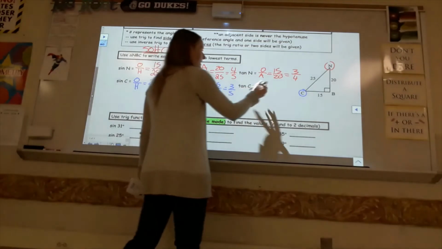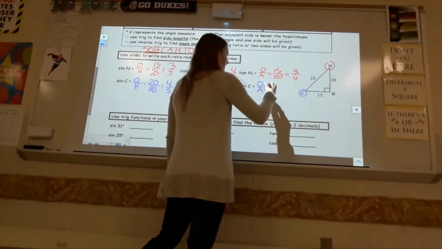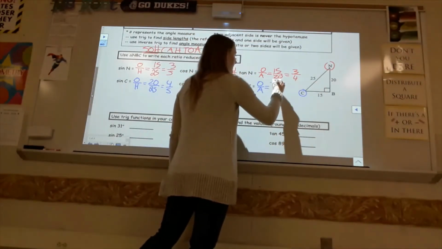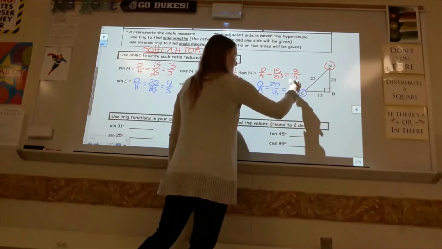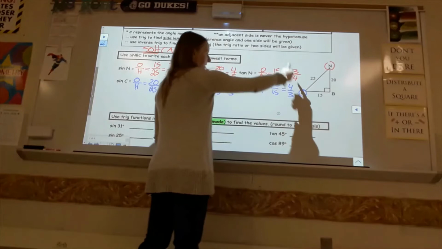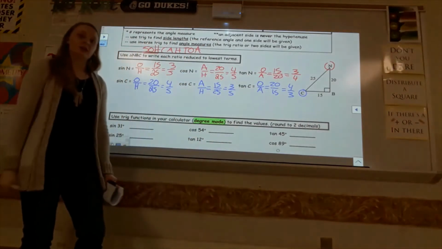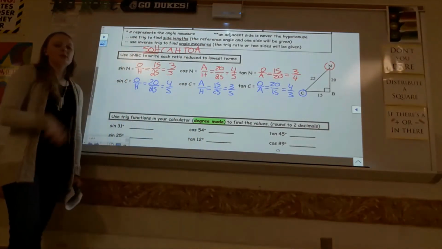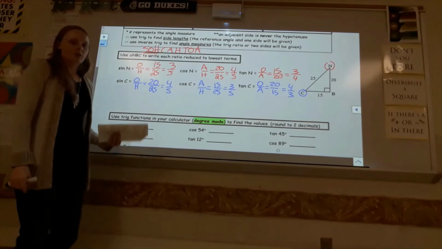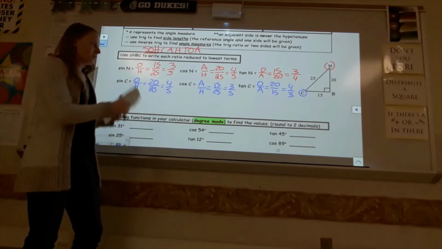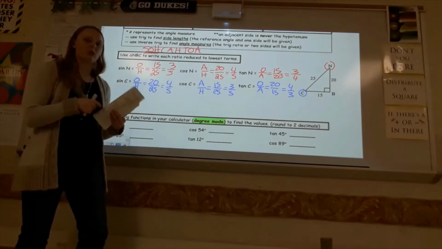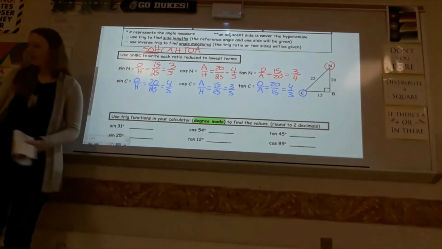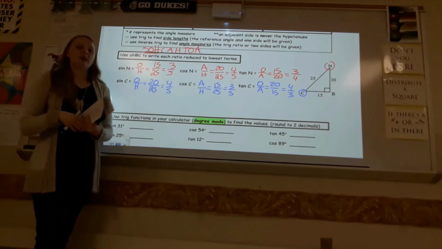And then the tangent is still opposite over adjacent. Opposite from C is 20. Adjacent to C is the 15. That simplifies to 4/3. So this just became the reciprocal of the tangent of the other angle. So they do have a relationship, and you're finding sine, cosine, and tangent of different angles. You'll notice how they work with each other just because you're changing the perspective, but you're in the same triangle. All right, so that's when you're trying to find a simple ratio.